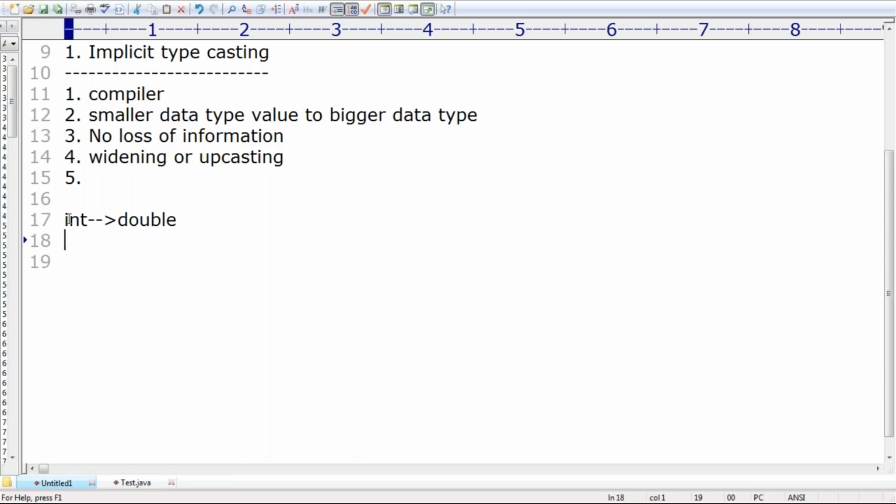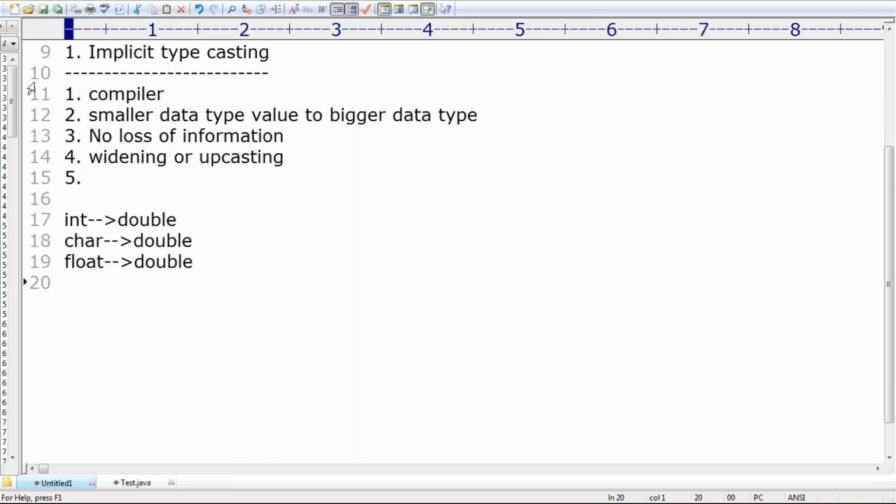Char to double, is automatic conversion going to happen or not? Yes, according to our diagram, char to double. Float to double, possible or not? Yes. Float to long, possible or not? No. Long to float is possible, but float value to long type, from float to long conversion is not possible implicitly. Clear for all, right?